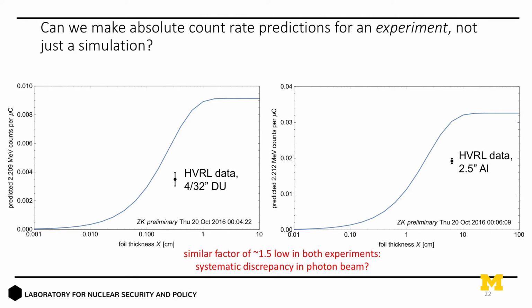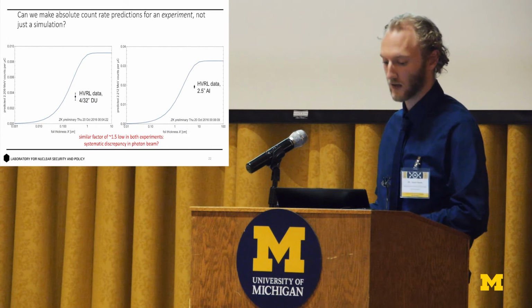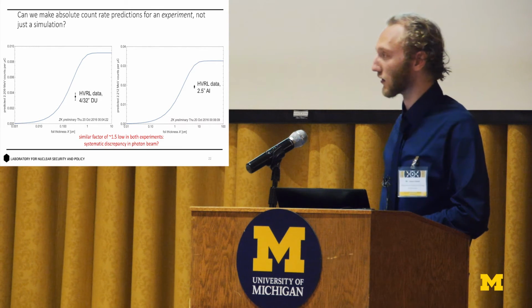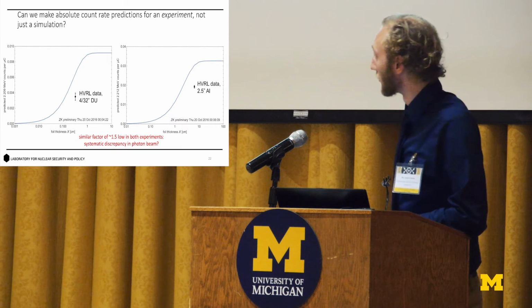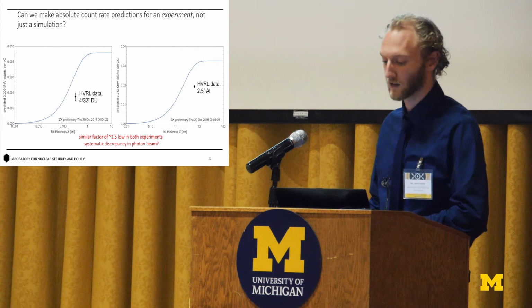I mentioned briefly we'd maybe like to do absolute count rate predictions for an NRF experiment. And as everyone in the past has found out, and as we've recently found out, this is very difficult to do. Currently, on the left here, our depleted uranium count rates are about a factor of 1.5 low compared to the analytical predictions. And on the right, our aluminum results are also about a factor of 1.5 low.